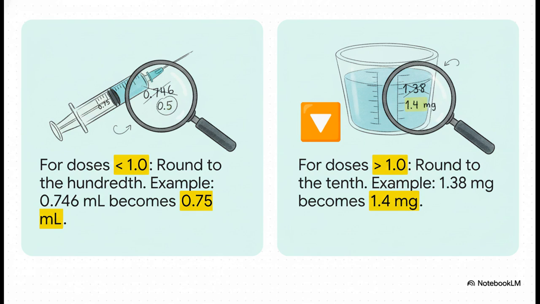Okay, rounding. Precision matters, right down to the decimal point. So here are the rules of the road. If your dose is less than 1, like that 0.746 milliliter example, you're going to round to the hundredths place, so it becomes 0.75 milliliters. But if your dose is greater than 1, like 1.38 milligrams, you round to the tenths place, making it 1.4 milligrams. This is all about making sure every dose is as accurate as it can possibly be.